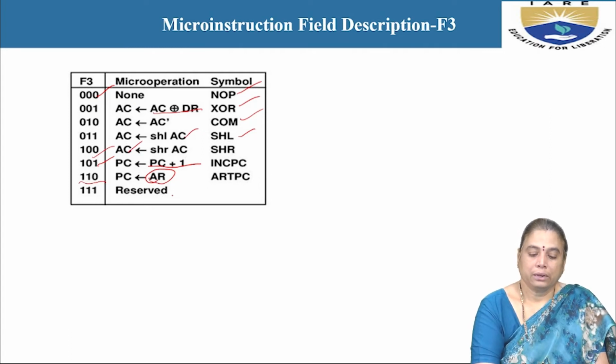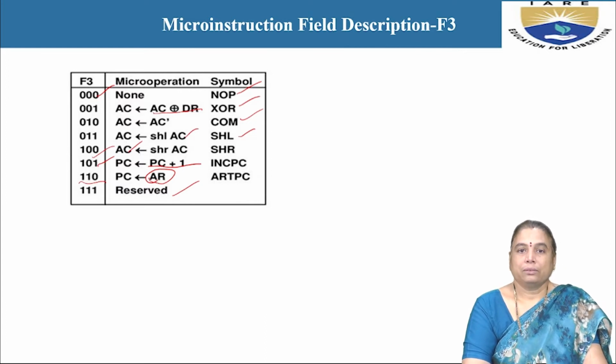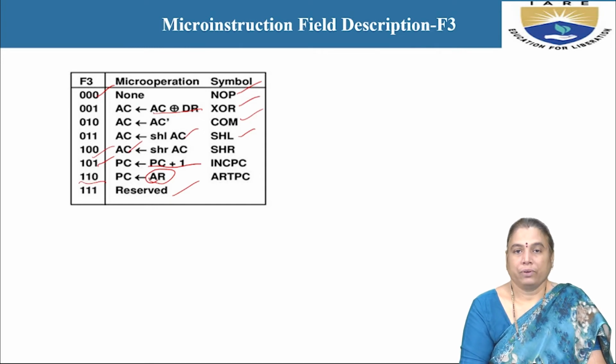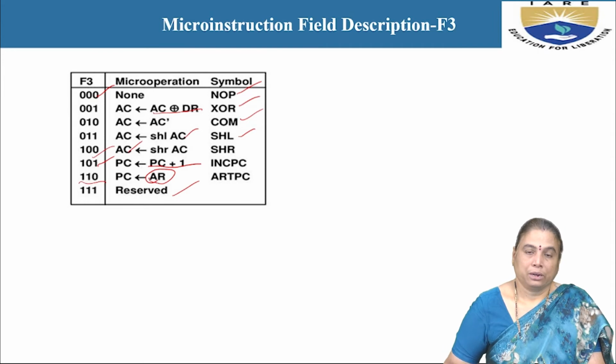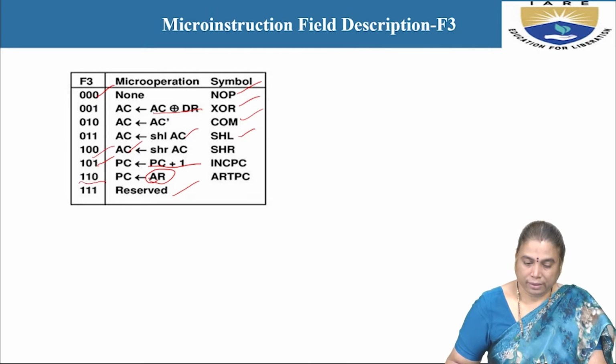111 is reserved. So these are the micro operations that are specified with the help of the F1, F2, F3 fields of the micro instruction, and these fields occupy 3 bits each. Later on, CD and BR are used, and each occupies 2 bits.